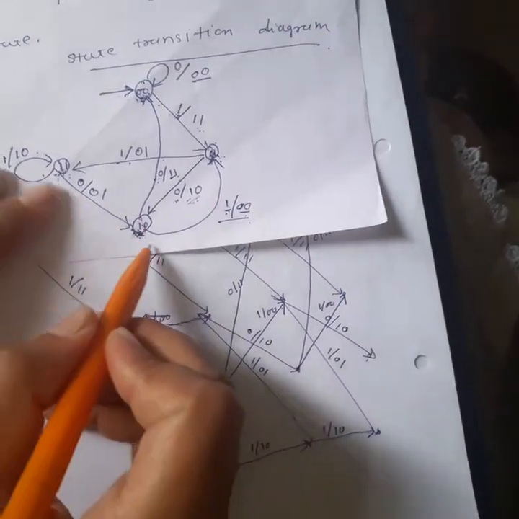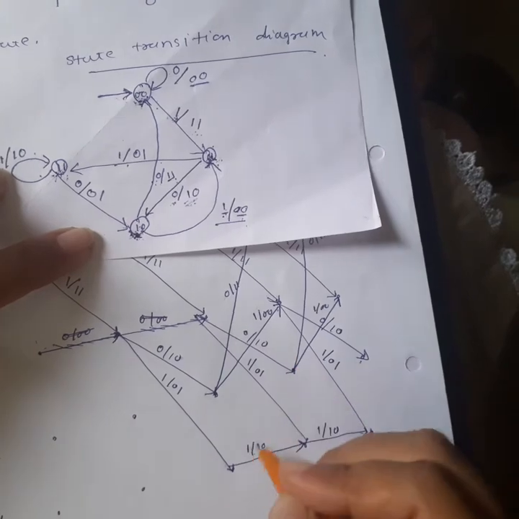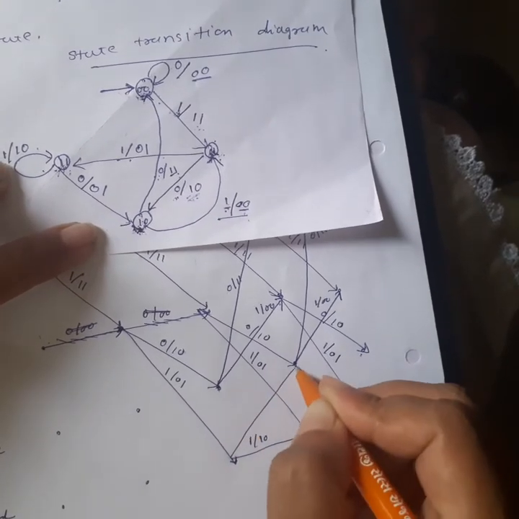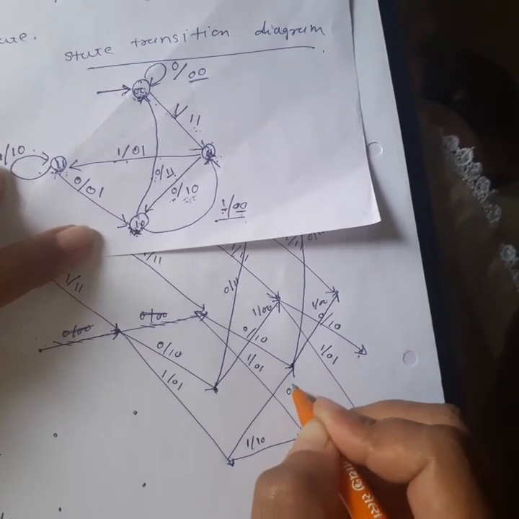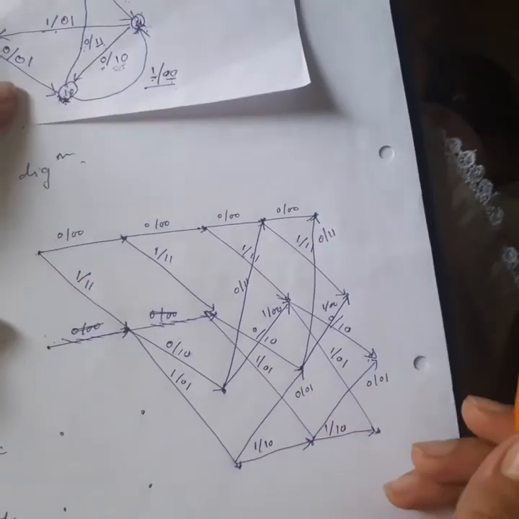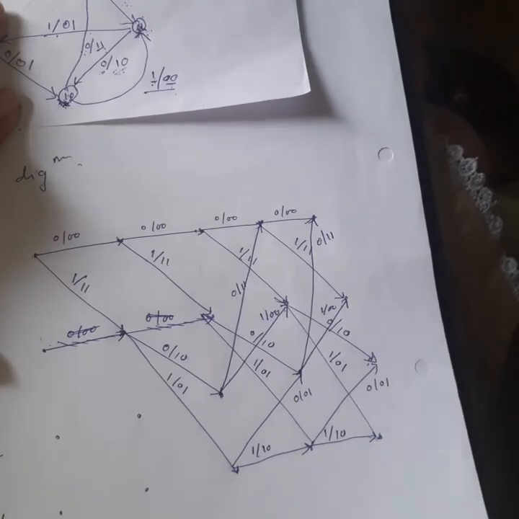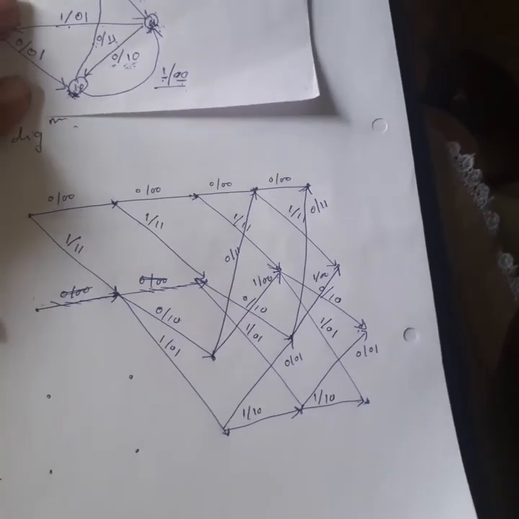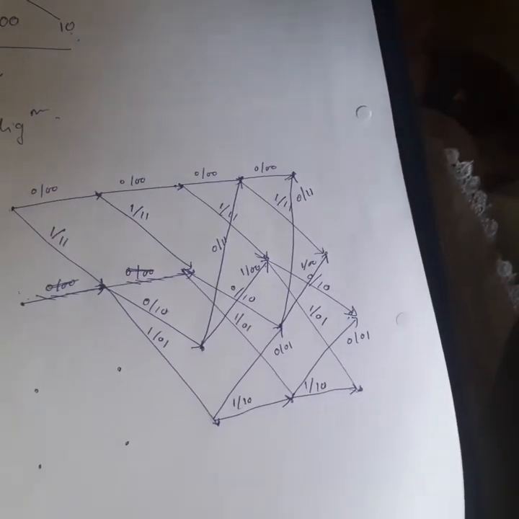What if 0? If it is 0, it will go to 10. So it is layer number 2. I will not connect them, I will connect this. If it is 0, it will go to 01. Likewise, we are preparing our trellis diagram at the receiver side.